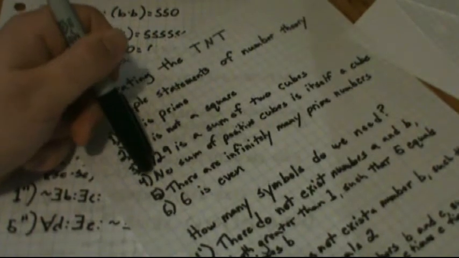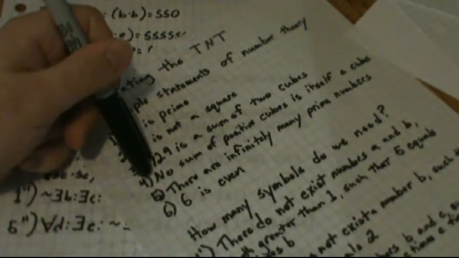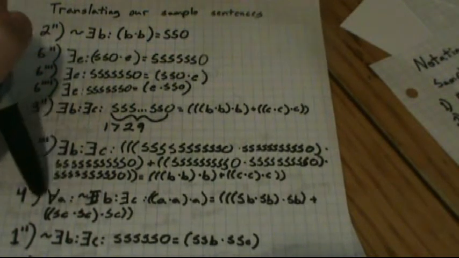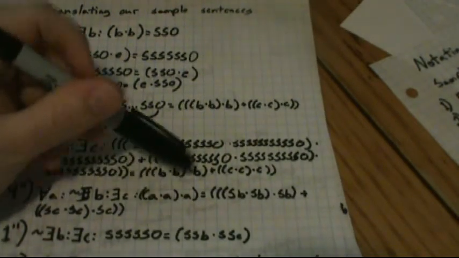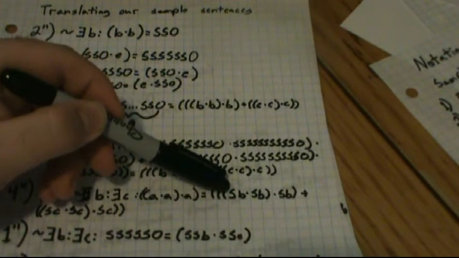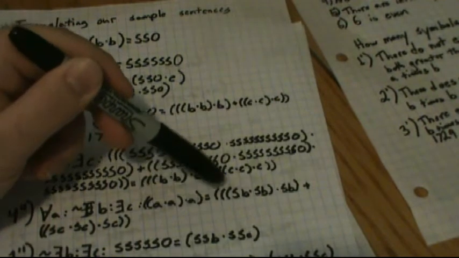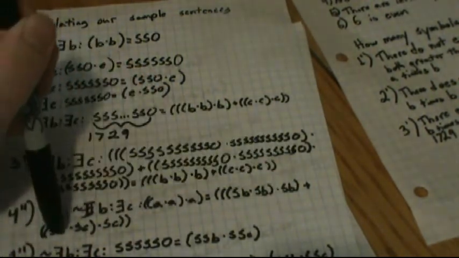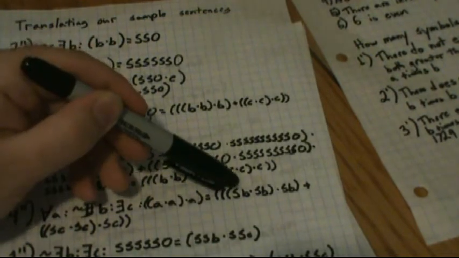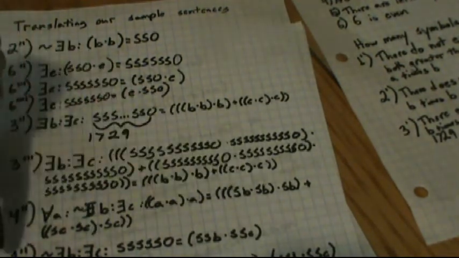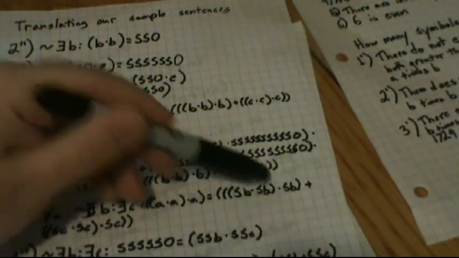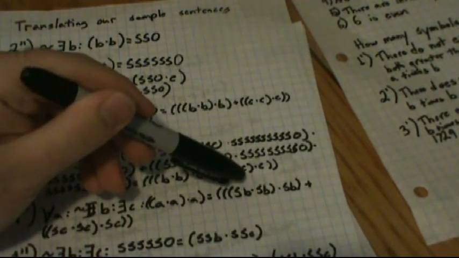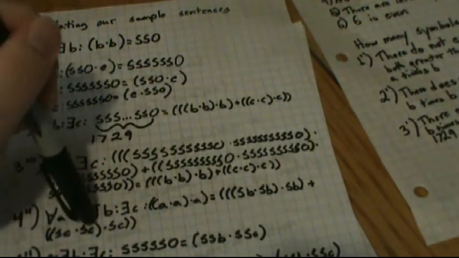Now, our statement: no sum of positive cubes is itself a cube. What we're saying is, for all values of a, there does not exist a b or a c such that a times a times a equals... Well, why did I put the successor of b? Know that 0 times 0 times 0 does equal 0 times 0 times 0 plus 0 times 0 times 0. So in order to get around that interpretation for b and c, which would be valid, we'll put an s in front of them. So even if we say b and c are both 0, then we've still got 1 times 1 times 1 plus 1 times 1 times 1.